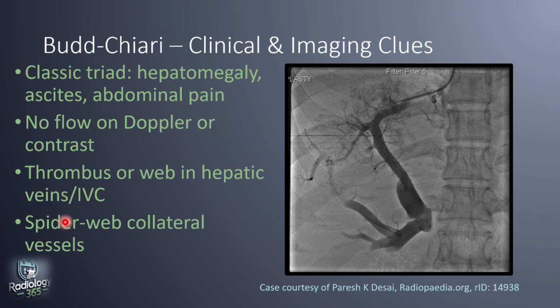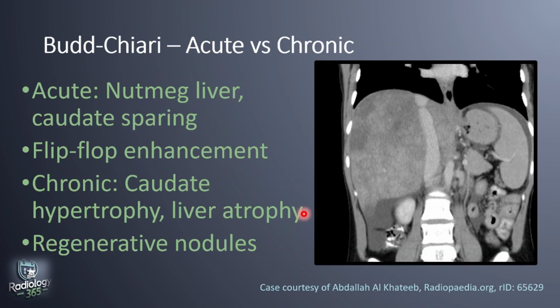So this image is a selective venogram of the hepatic vein. This one, the right hepatic vein, was cannulated and contrast injected into it, and we can see this spider web pattern of collaterals emanating from it. In the acute phase, the liver looks swollen and mottled. That's what we call the nutmeg liver. But also the caudate lobe is often spared because it drains directly into the IVC.